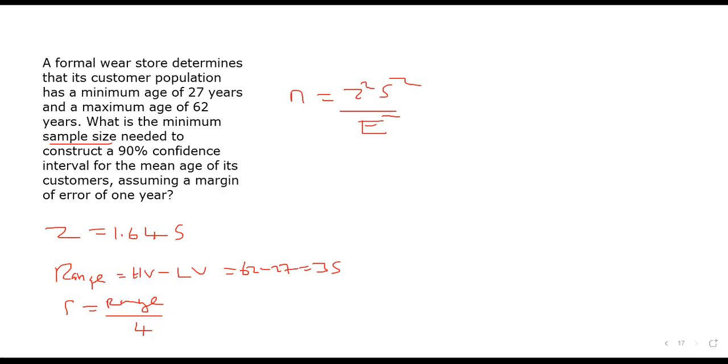5.83. What are we getting? 5.83. Now together, all of us. Then are we given the margin of error? Yes, 1. 1 in terms of months, because we're dealing with months. So our margin of error is what? 12, right?